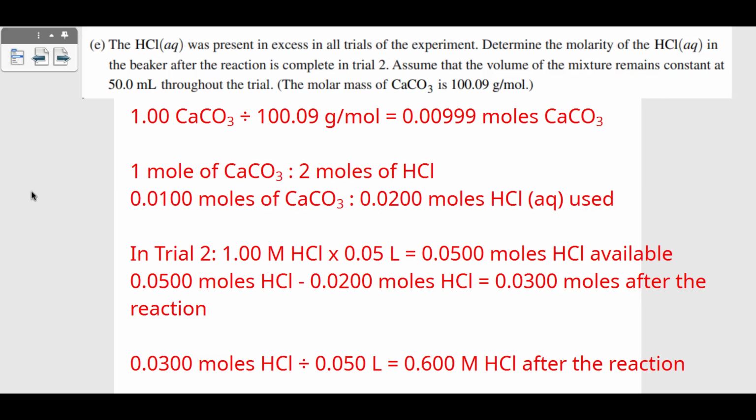And so if we want to find out how much we have moles after the reaction is complete, we got to subtract these two numbers, which gives us 0.0300 moles after the reaction is complete. This is what they want to know the concentration of. So we take the 0.0300 moles of HCl, we divide by the liters, and we get 0.600 molar of HCl after the reaction is complete.